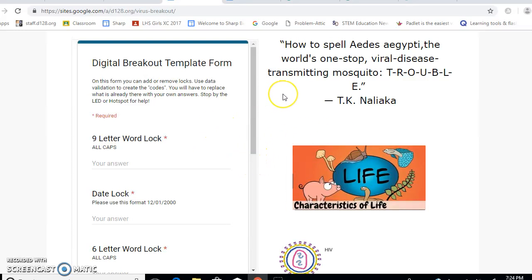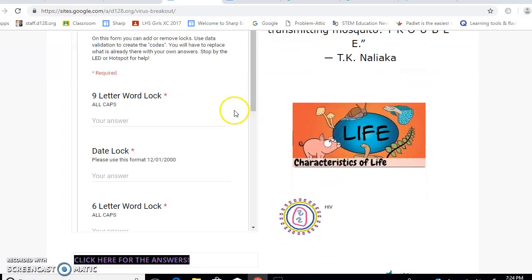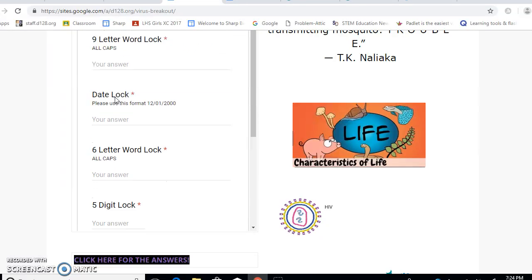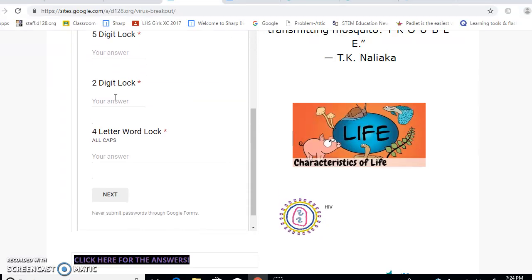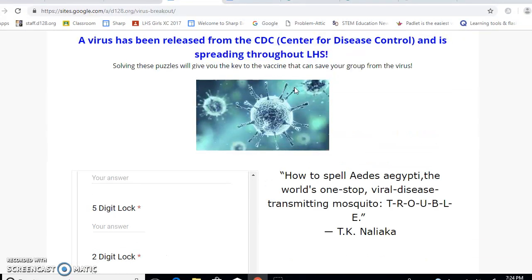And basically in these hidden links, not only are the students learning about viruses and how they can be transmitted and how they can also be cured, but they're also in there looking for different clues. And these clues are these locks they're trying to unlock. So you have a 9-letter word lock, a date lock, a 6-letter word lock, a 5-digit lock, a 2-digit lock, and a 4-letter word lock. This is just a fun activity to get them introduced into something.